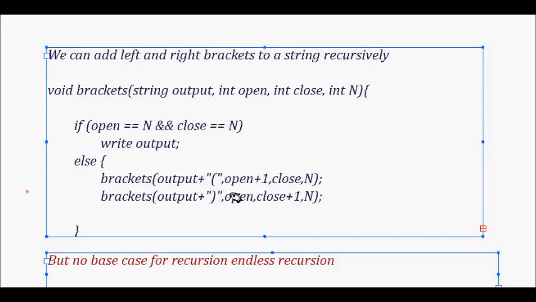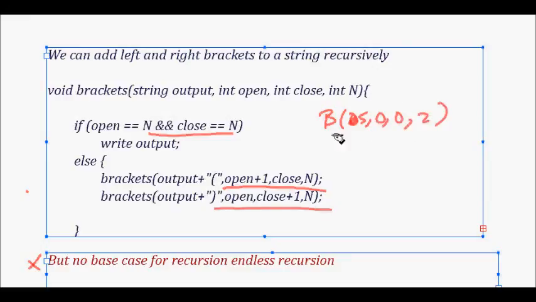Here what we have done is fine, but will it give us the correct result? Here we have the base case also. There is a base case for recursion, so it will not go endless. I in fact wrote that wrong, it will stop at n. I will call this brackets with the string s, 0 comma 0 comma 2, and for 2 brackets it should give me the output. So will it work?